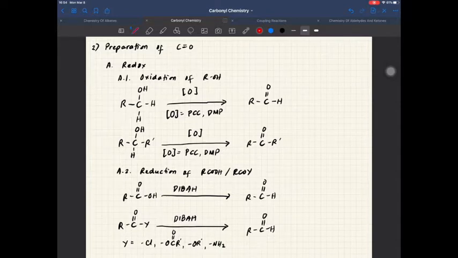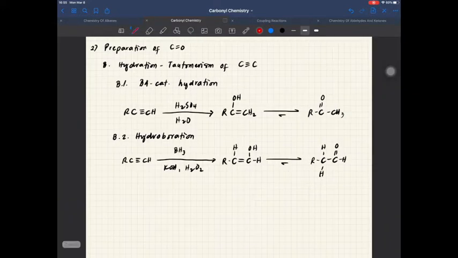Secondly, secondary alcohols can be converted to ketones by using PCC, DMP, or potassium permanganate. Next is the reduction of carboxylic acids and their derivatives through the reducing agent DIBAL, diisobutylaluminum hydride. Using DIBAL on carboxylic acids and carboxylic acid derivatives can convert them to aldehydes. So these are the ways to prepare aldehydes and ketones. You could also prepare aldehydes and ketones through hydration and tautomerism of alkynes.